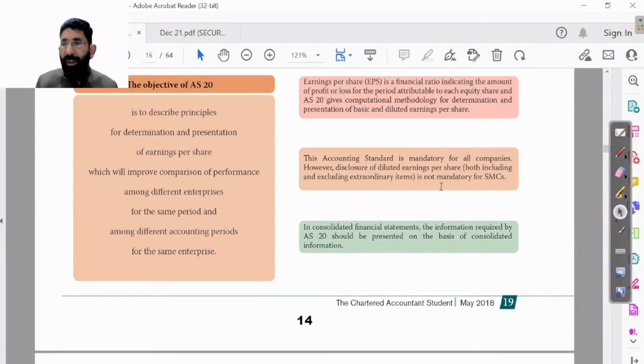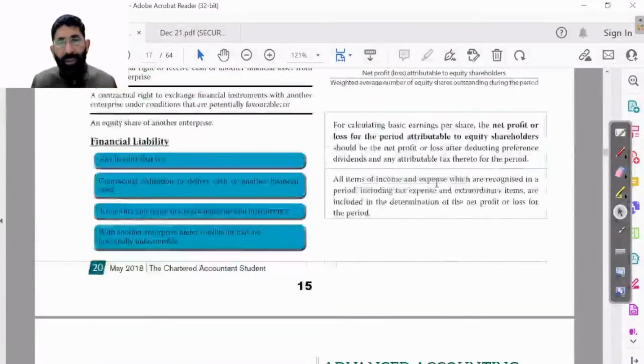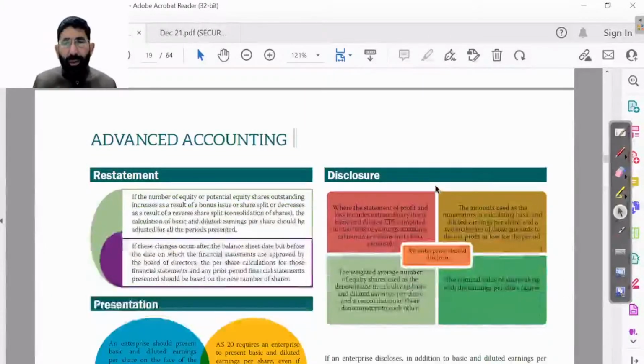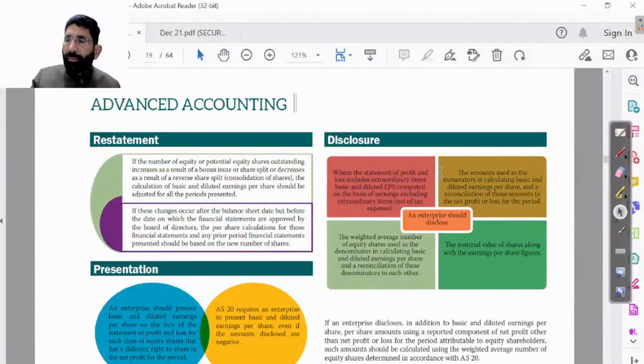Obviously, you know very well that we are giving disclosure. See, here in our disclosure it has been specifically mentioned, beta: where the statement of profit or loss includes extraordinary items, basic and diluted EPS are computed on the basis of earnings excluding extraordinary items, net of tax expense. So if there is any extraordinary item, that will be adjusted. That will be reversed for calculating this particular basic EPS.